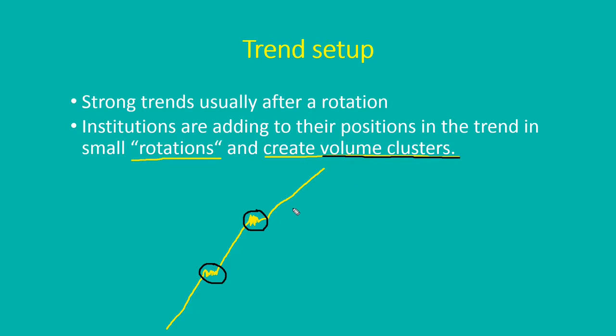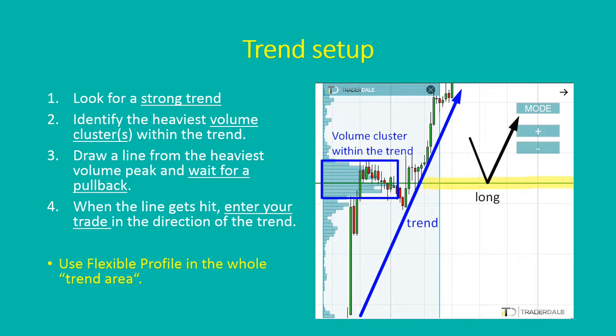So if I was to draw a volume profile over this area, then the volume profile would look something like this. It would be very thin, and in those places where the institutions were adding to their volumes, there would be volume clusters like that. Alright, this is where the volume clusters are created. This is how it looks in real charts.